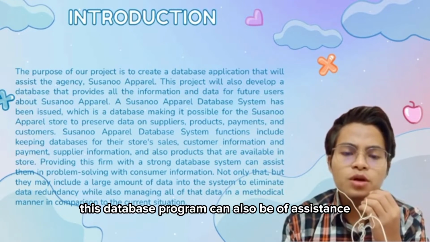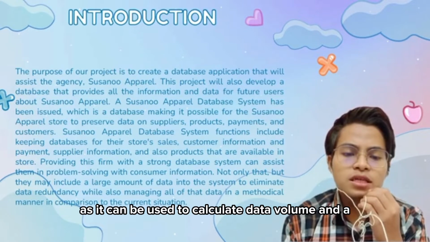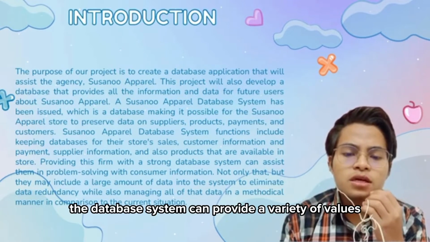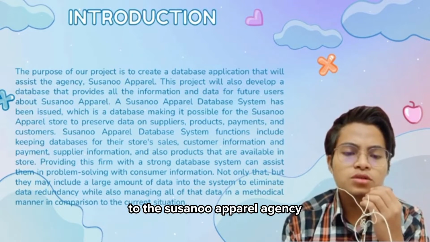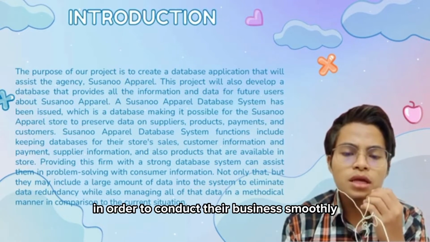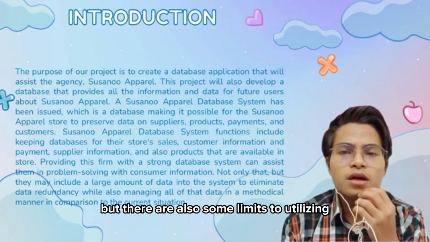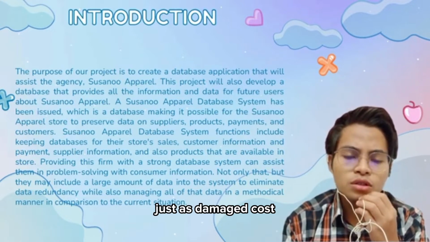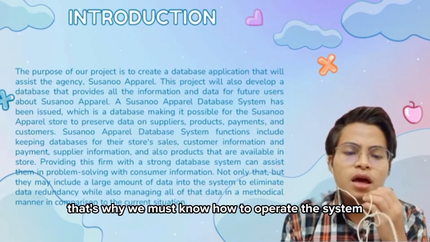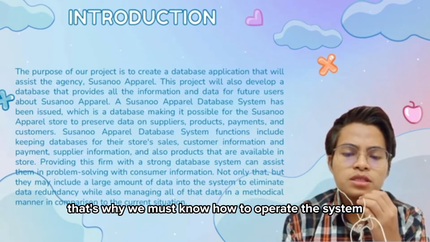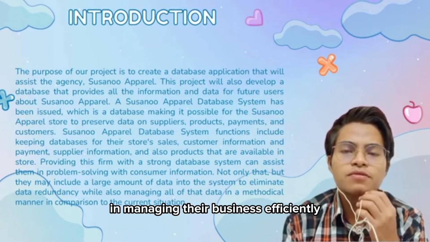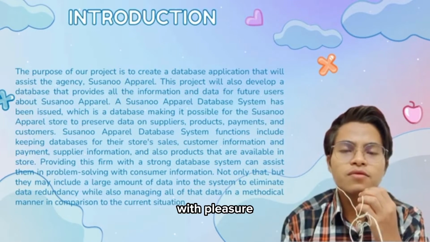This database program can also be of assistance, as it can be used to calculate data and volume, and aid a range of activities. As a result, the database system can provide a variety of values to the Susano Apparel agency in order to conduct their business smoothly, but there are also some limits to utilizing a database, such as damage, cost, and many other constraints. That's why we must know how to operate the system to take care of the database and assist the agency in managing their business efficiently and providing clients with pleasure.